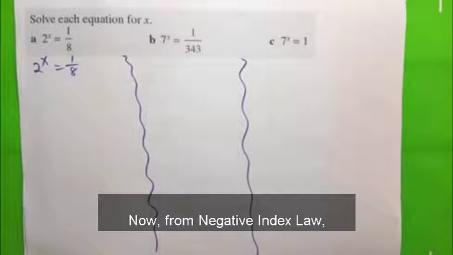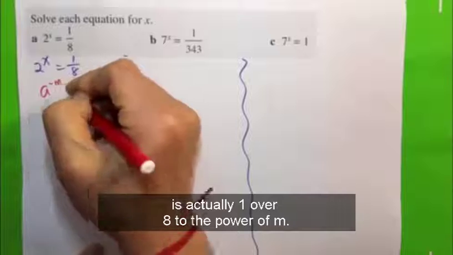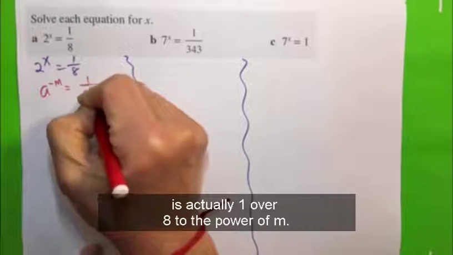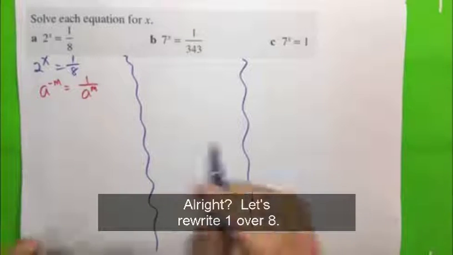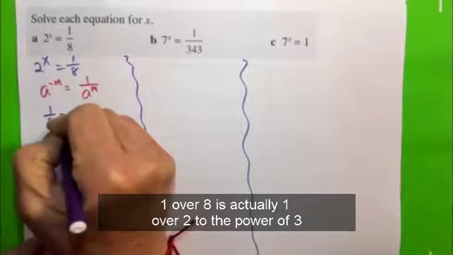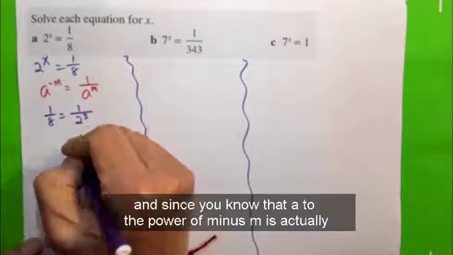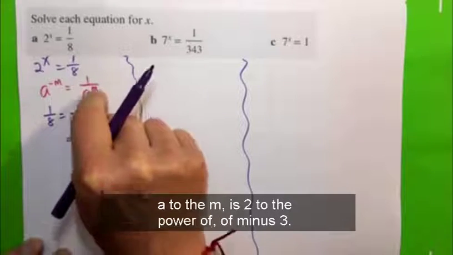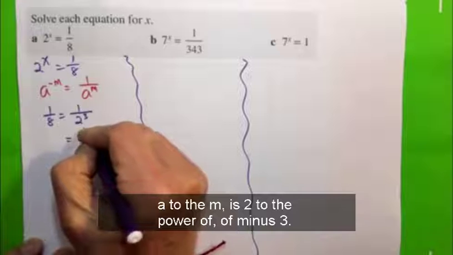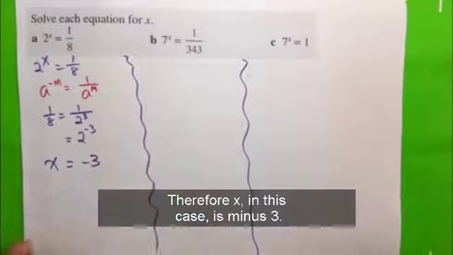Now, from the negative index law, you actually do know that a to the power of minus m is actually 1 over a to the power of m. Alright, let's rewrite 1 over 8. 1 over 8 is actually 1 over 2 to the power of 3. And since you know that 1 over a to the m is a to the power of minus m, that is 2 to the power of minus 3. Therefore, x in this case is minus 3.